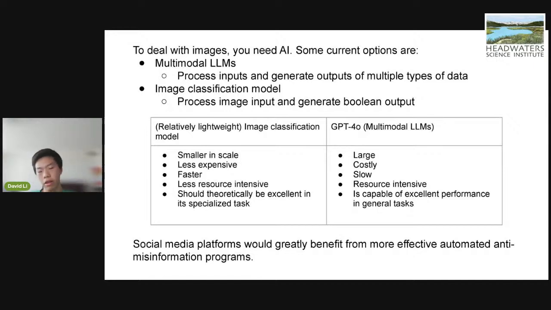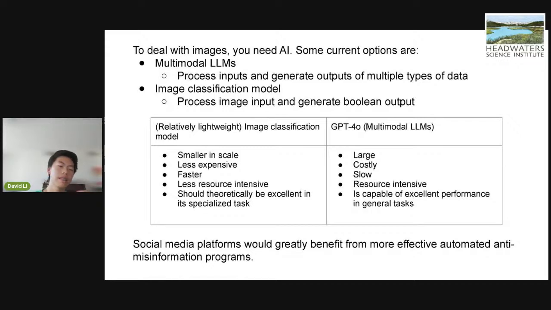Currently, the only approaches to dealing with these bar charts, which are often in image format or only in image format, is through artificial intelligence algorithms. There are two options that we'll tackle in this study: multimodal large language models, which are large language models that can process inputs and generate outputs of multiple types of data, like images and text. That's what we're doing right now.